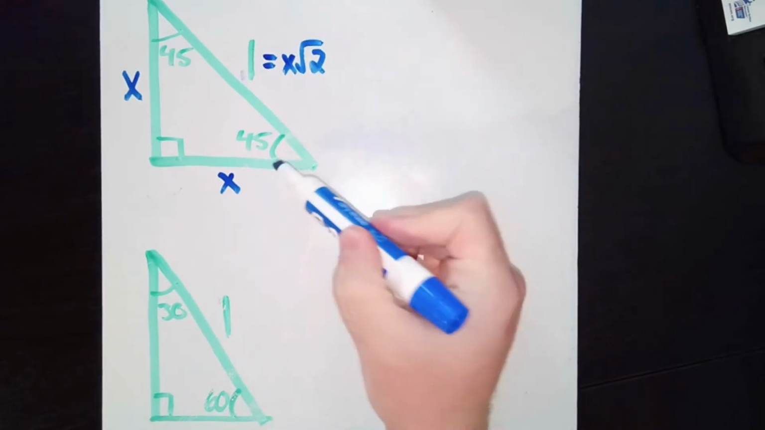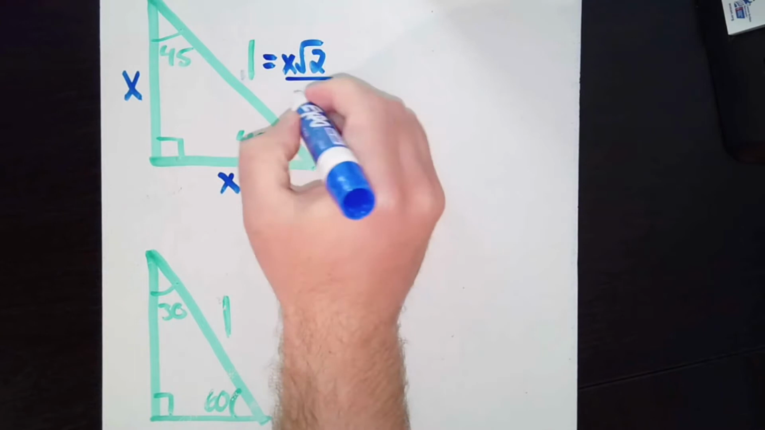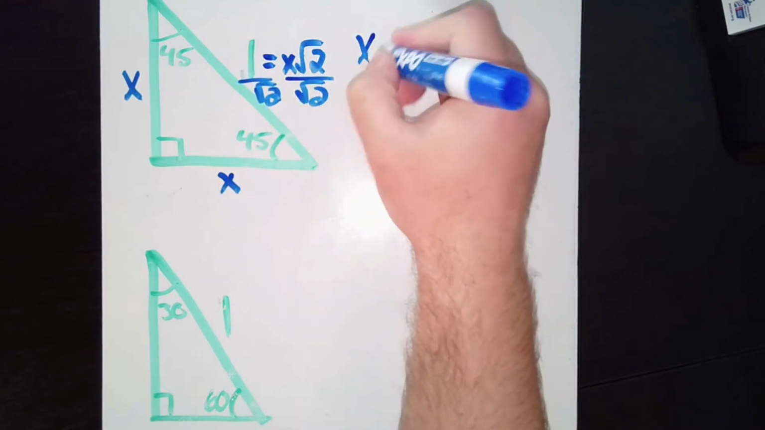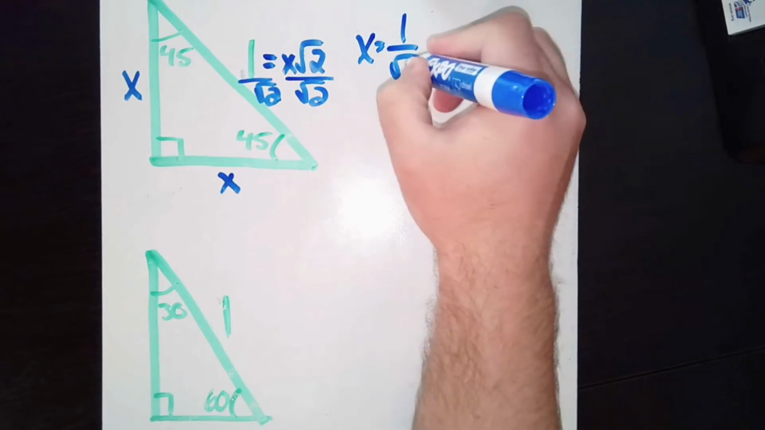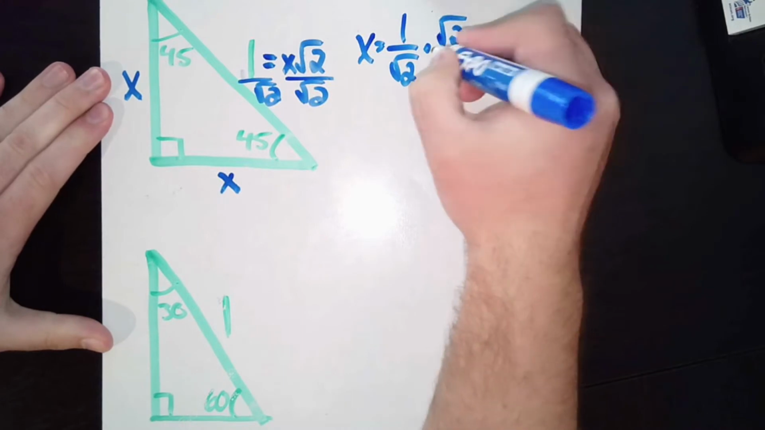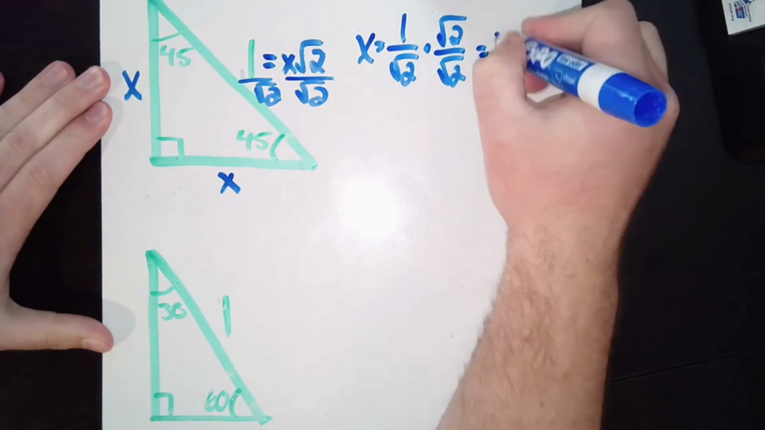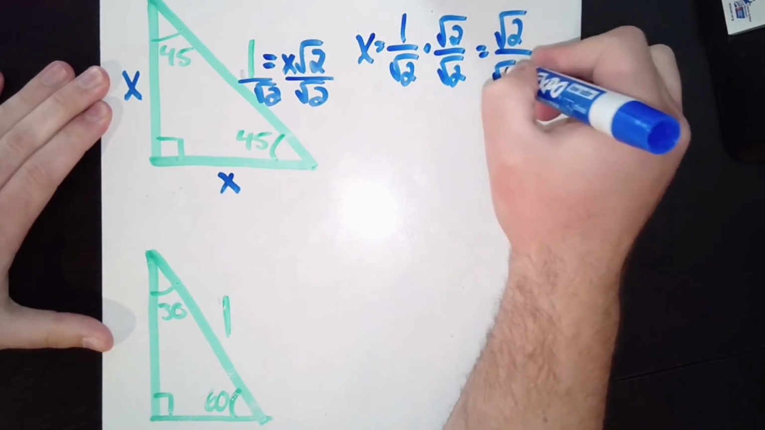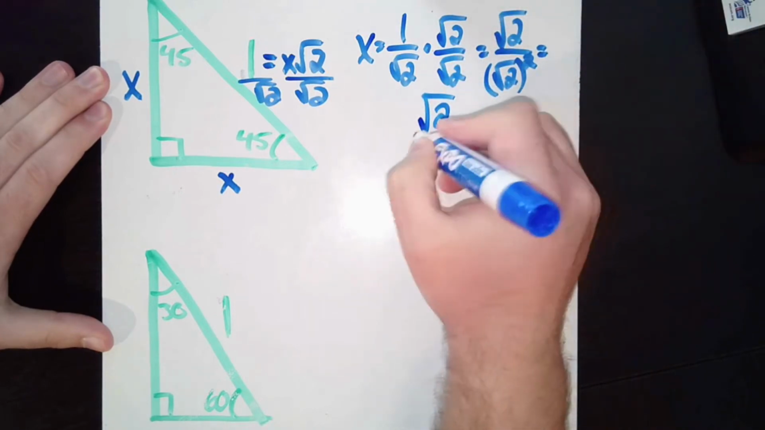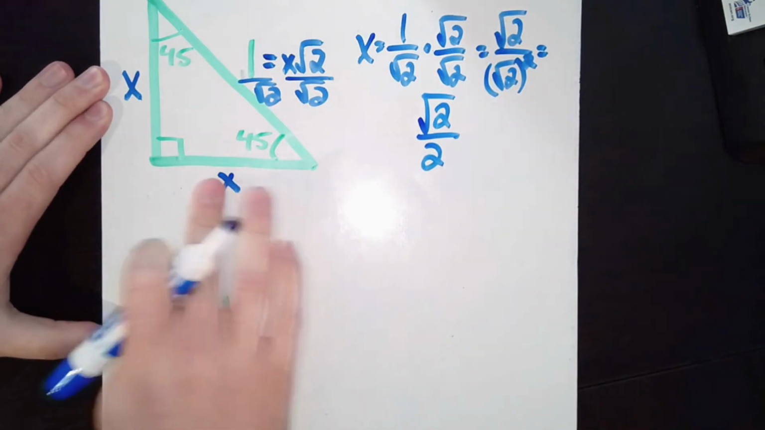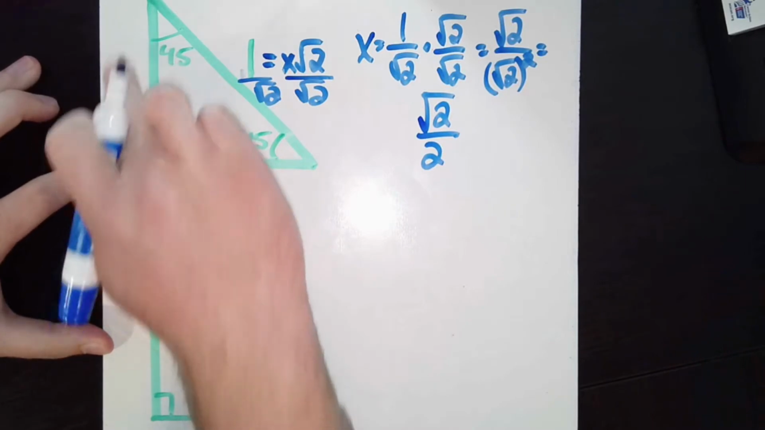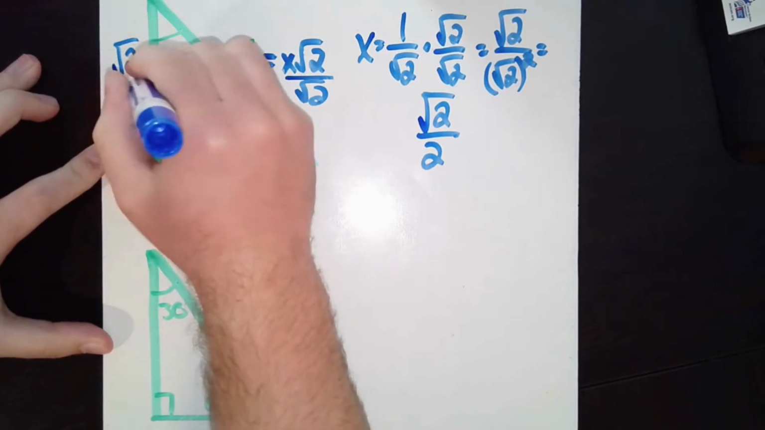So if I want to find my x, I simply need to divide by the square root of 2 on both sides. And when I do that, I know that x is equal to 1 over the square root of 2. But we also know we cannot leave that square root in the bottom, so we're going to rationalize and multiply by the square root of 2 on top and bottom, which gives us the square root of 2 over the square root of 2 squared, which is the same thing as the square root of 2 over 2. Okay, so this side down here on the bottom is the square root of 2 over 2, and my vertical side here is also the square root of 2 over 2.